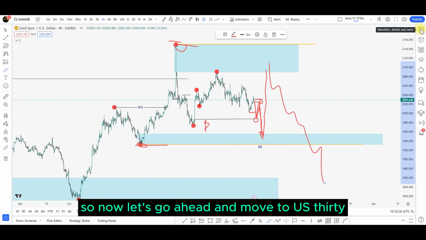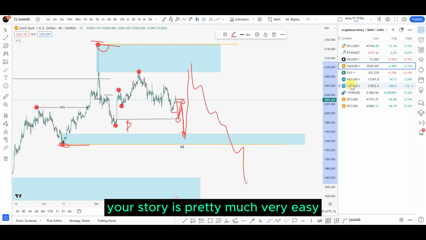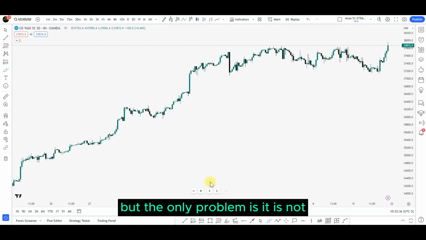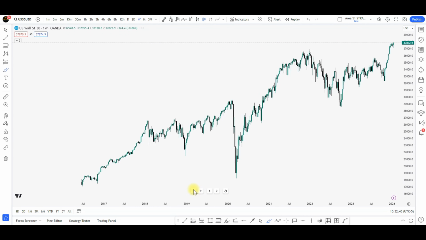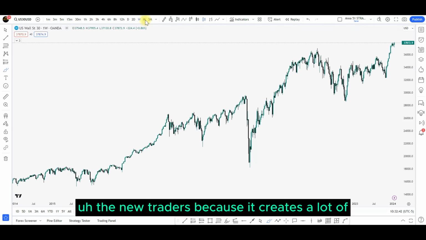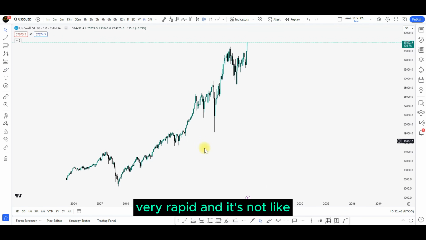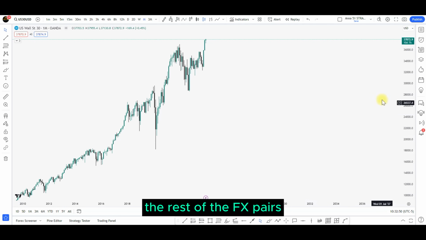So now let's go ahead and move to US30. US30 is pretty much very easy. It's not a very complicated pair, but the only problem is it is not an easy pair to trade when it comes to new traders, because it moves very fast, very rapid, and it's not like the rest of the FX pairs.